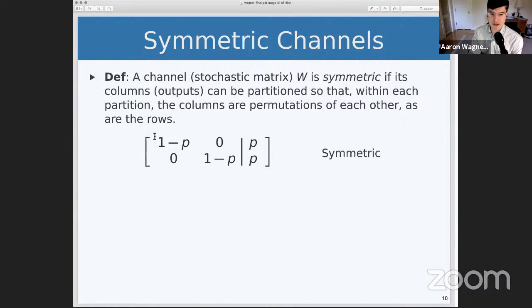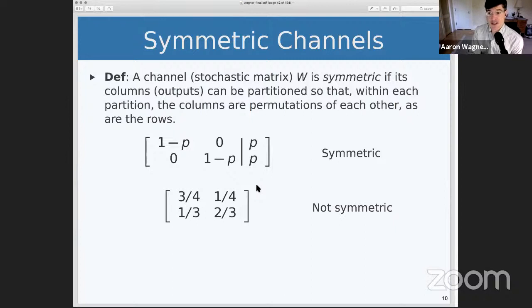2 inputs, 3 outputs. I can partition it like this, right? And then within this partition, the rows are permutations of each other and the columns are permutations of each other. And likewise here, there's only one column, right? Not every channel is symmetric.